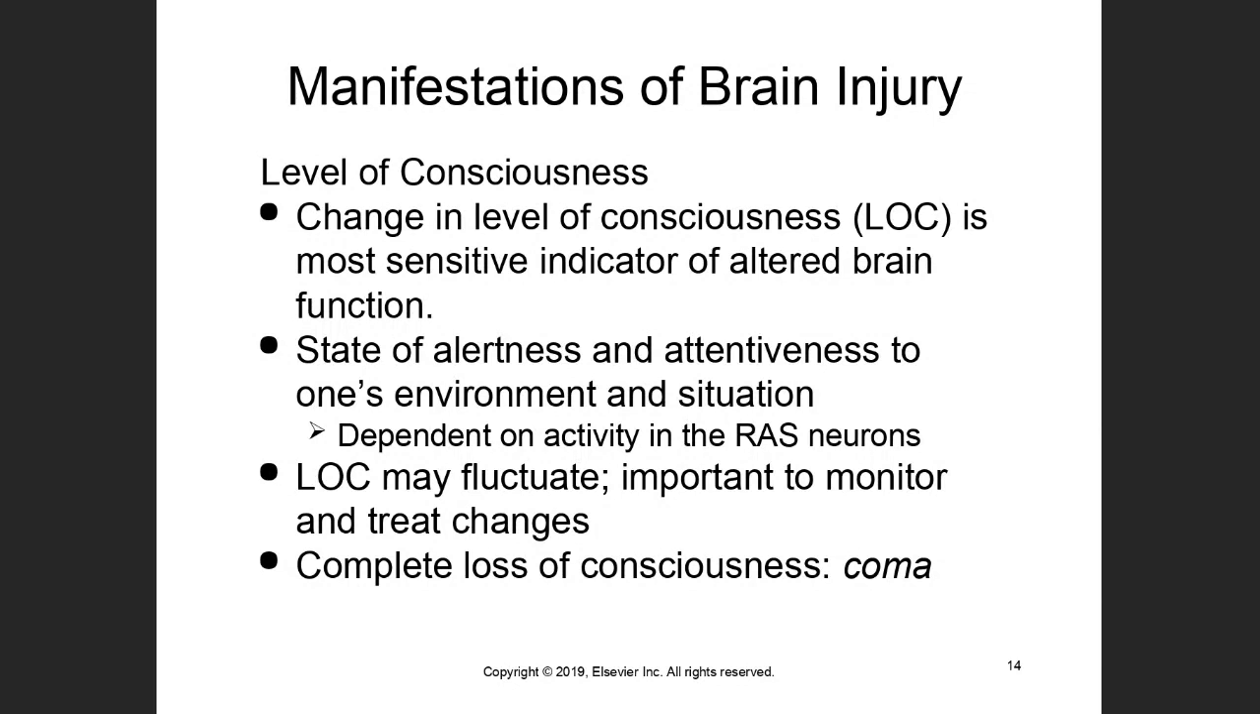Level of consciousness. Change in level of consciousness is the most sensitive indicator of altered brain function. It is the state of alertness and attentiveness to one's environment and situation, and depends on activity in the RAS neurons. Level of consciousness may fluctuate, so it is important to monitor and treat changes. Loss of consciousness is a coma.